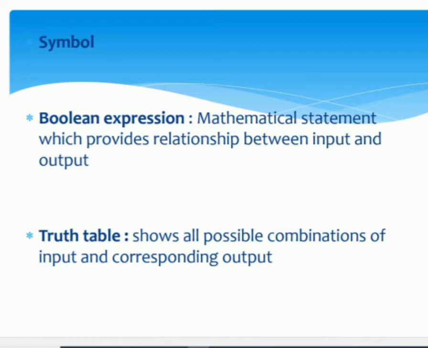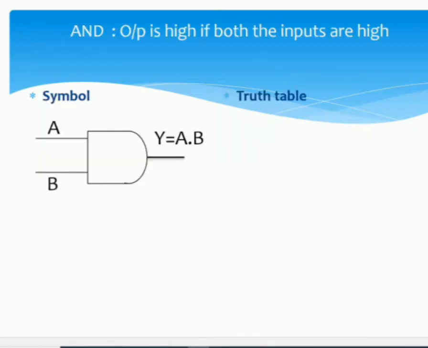Now let us see all the gates one by one. Now let us first consider the AND gate. The symbol for the AND gate is as shown. This is basically a two input AND gate where A and B represent two input terminals. The output of the AND gate is given by the Boolean expression Y = A · B. Here this dot represents the logical multiplication.